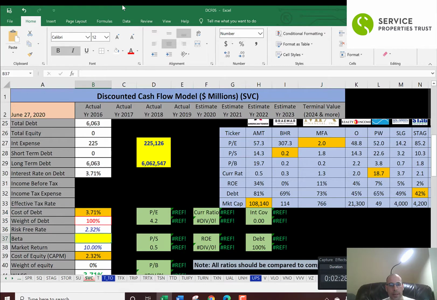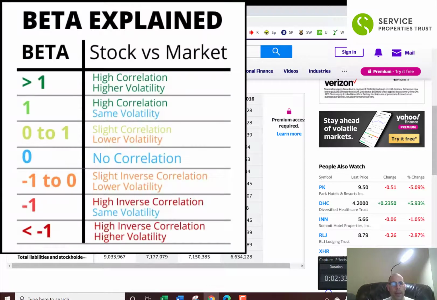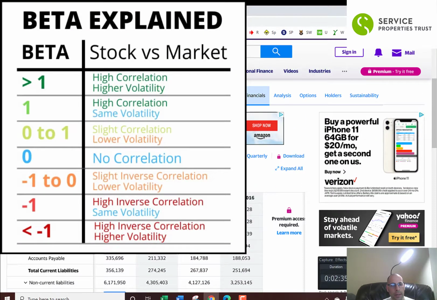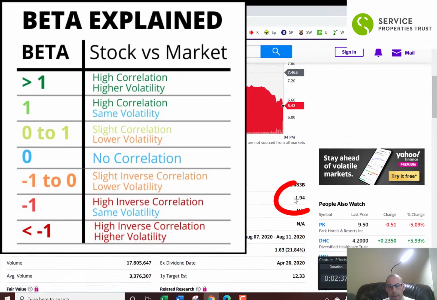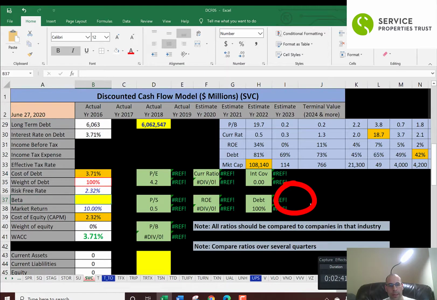And now let's get the cost of equity. We need the beta for that. That's the volatility of a stock. And they have a pretty high beta, 1.94. So the stock moves about twice what the market does. So if the market goes up 1%, this stock should go up 2%. If the market goes down 1%, this stock should go down 2%.